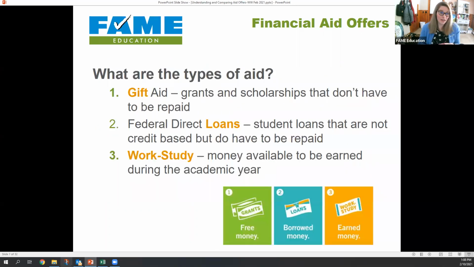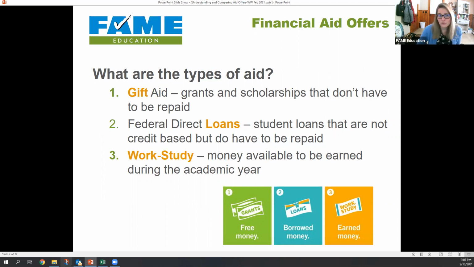These are the types of aid that might be offered to meet that need. Gift aid, which is the stuff you want, the golden ticket, maximizing as much of this as possible, is grants and scholarships that do not have to be repaid. So that is the free money. That is the stuff everybody wants.